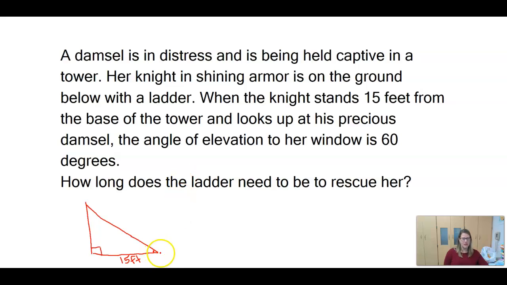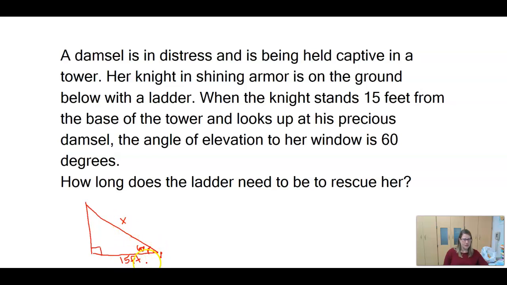So an angle of elevation is always from where you are, you're looking upward. So if you're talking about an angle of elevation from where the person is standing, that's going to be this angle here. And so this is going to be 60 degrees in our example. And how long does this ladder need to be in order to rescue her? So now we've set ourselves up a triangle. Now we just need to use what we've learned in the past few days to solve for x.